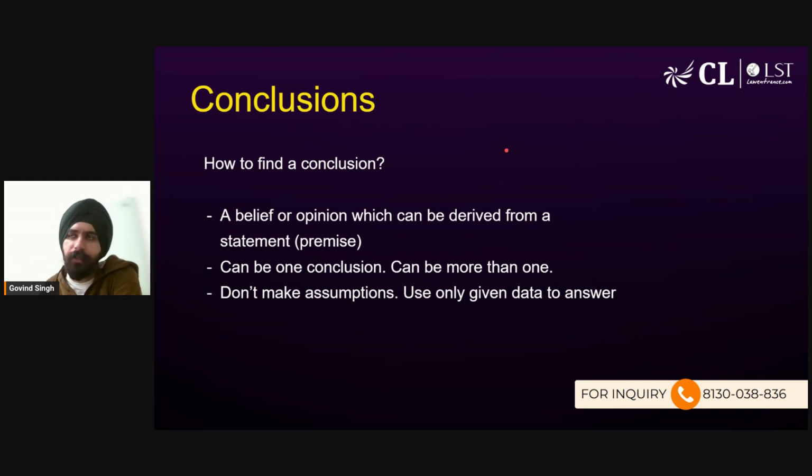When I say that I study every day for the CLAT exam, I can make the conclusion that I will have a better chance of cracking the CLAT exam. But can I make a conclusion that I will have a better chance of cracking, let's say, the NEET exam, the medical NEET exam, right? I cannot make that conclusion because I am making an assumption. What assumption am I making? That studying for the CLAT exam would also help me in studying for the NEET exam.